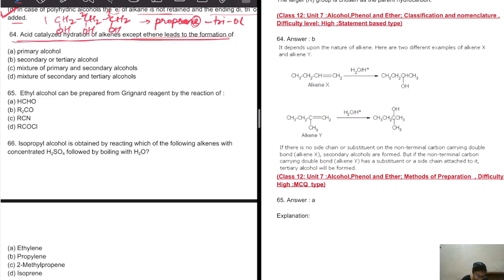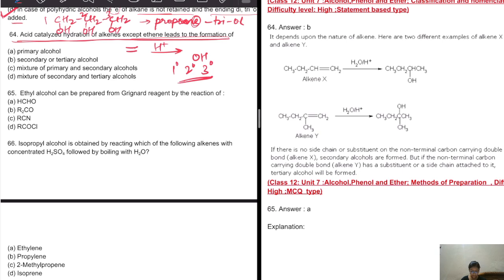It is saying that we have an alkene and its acid catalyzed hydration will lead to... See, we'll get an alcohol, that is for sure. But now will it be primary, tertiary or secondary? Now it depends on the nature of the alkene, if it is substituted or not substituted. Let's see, we have this alkene, and upon acid catalysis, what happens? We'll have it like this, our carbocation will be here, and OH will attack this.